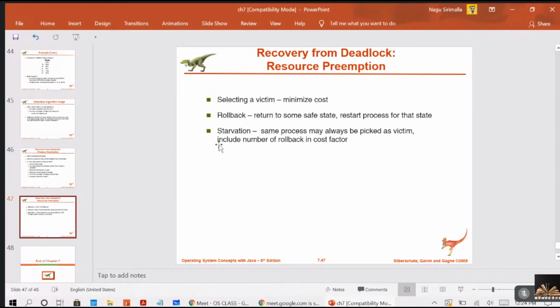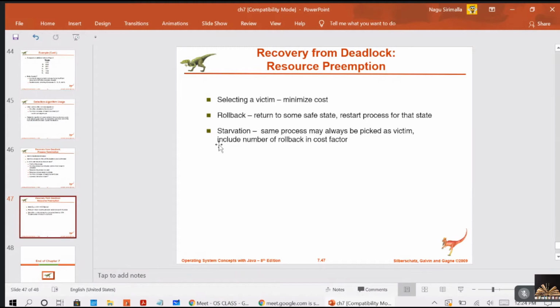Here cost factors include the number of resources a deadlock process is holding and the amount of time the process has thus far consumed. If the process is almost complete and is lost with just one resource, then you cannot preempt that process; you cannot take the resources from the process. So that way you are supposed to select a victim.